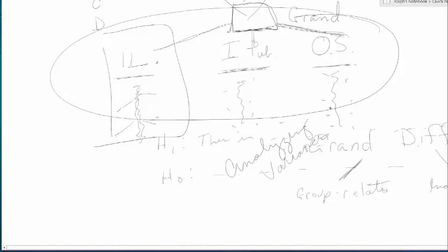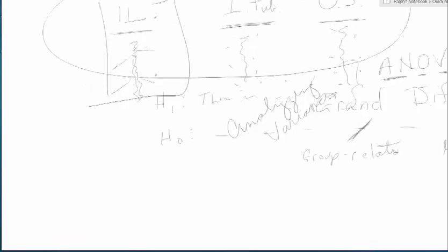Or we would be performing something called an analysis of variance. So analysis of variance is an ANOVA. It's an analysis of variance to determine if three or more groups are different or not. So now let's look at the mathematics of that situation.